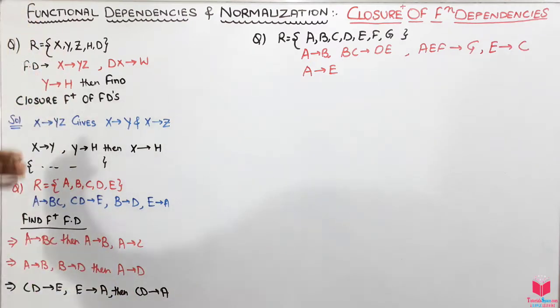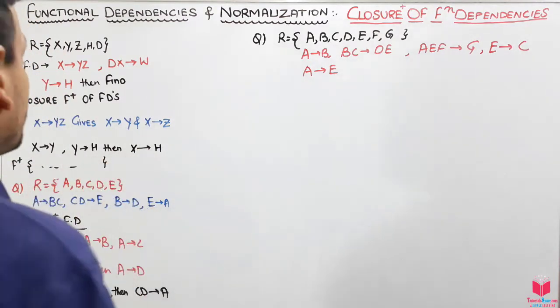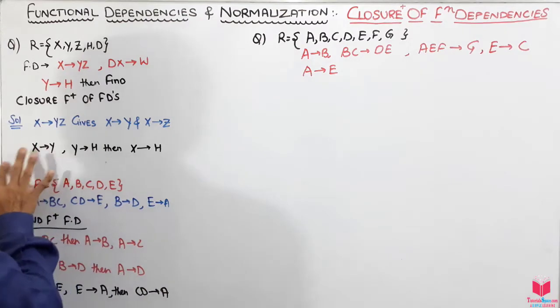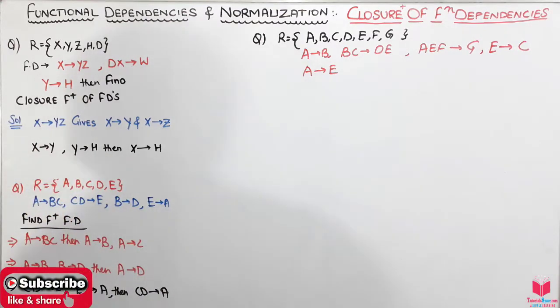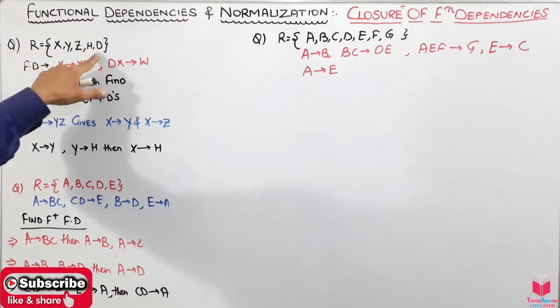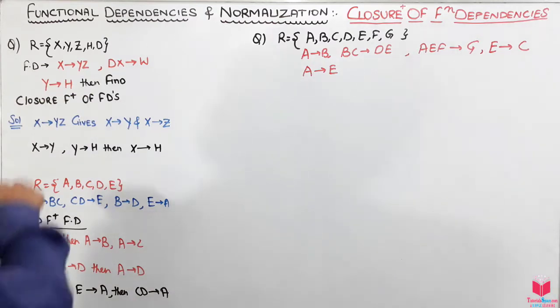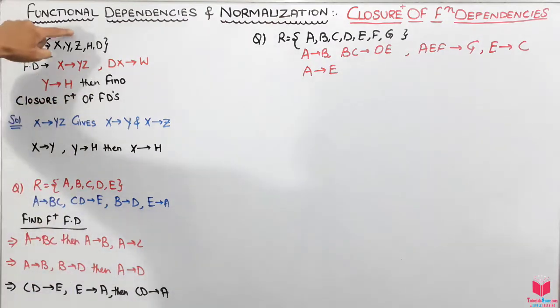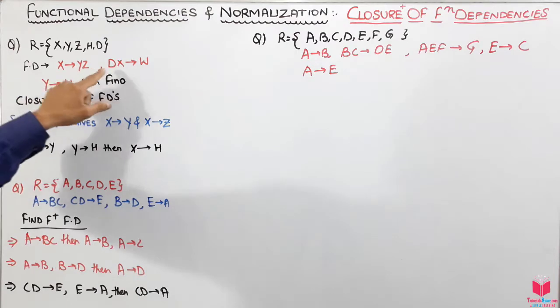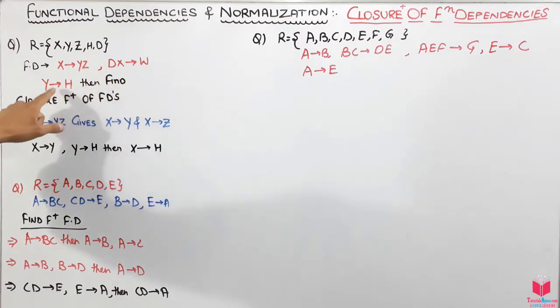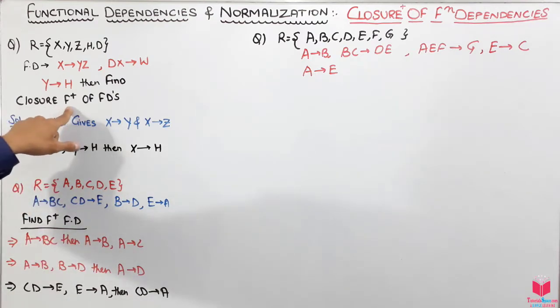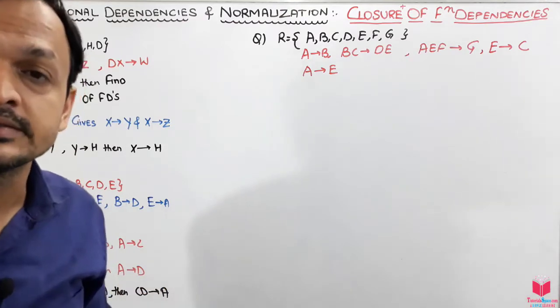So let's take some examples. Then after that we will solve one question. Let's see. There is a relation R which has X, Y, Z, H, D as the attributes, and we are given the functional dependencies X to YZ, DX to W, then Y to H. These three dependencies are given. Then we have to find the closure of that functional dependency, that is, find the other functional dependencies.